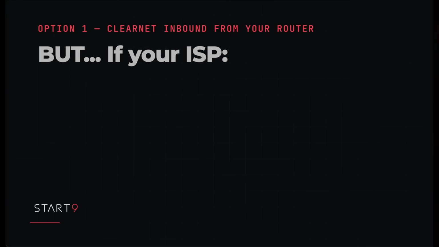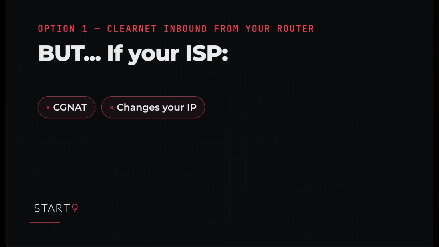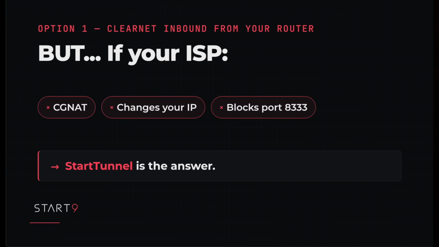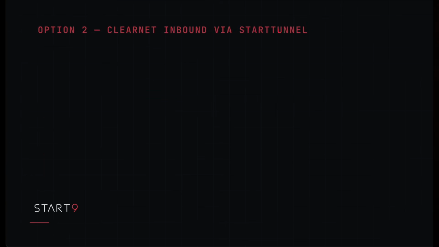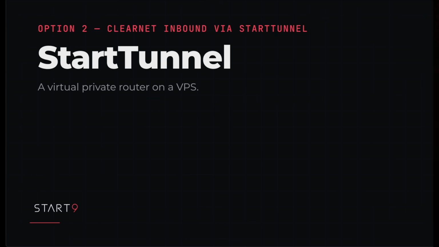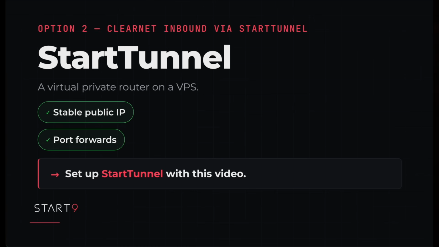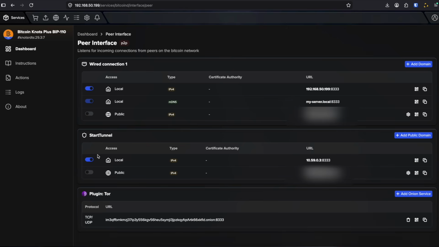If your ISP has put you behind CGNAT, changes your IP address, or blocks port 8333, you're not going to be able to get inbound Clearnet through your router. If any of these apply to you, StartTunnel is the answer. StartTunnel is a virtual private router run on a VPS. It has a stable public IP, and it has the ability to port forward. Get set up with StartTunnel with this video. To use StartTunnel for inbound Clearnet is the same as your wired connection.